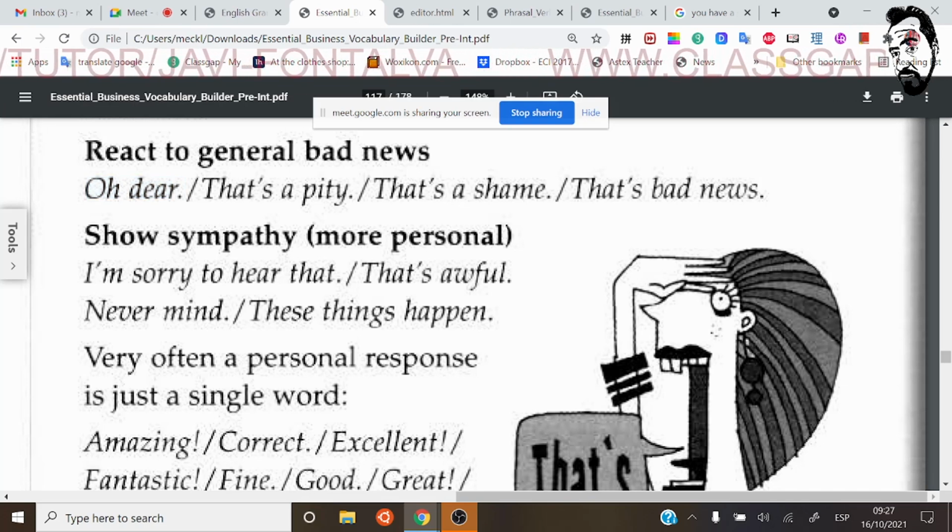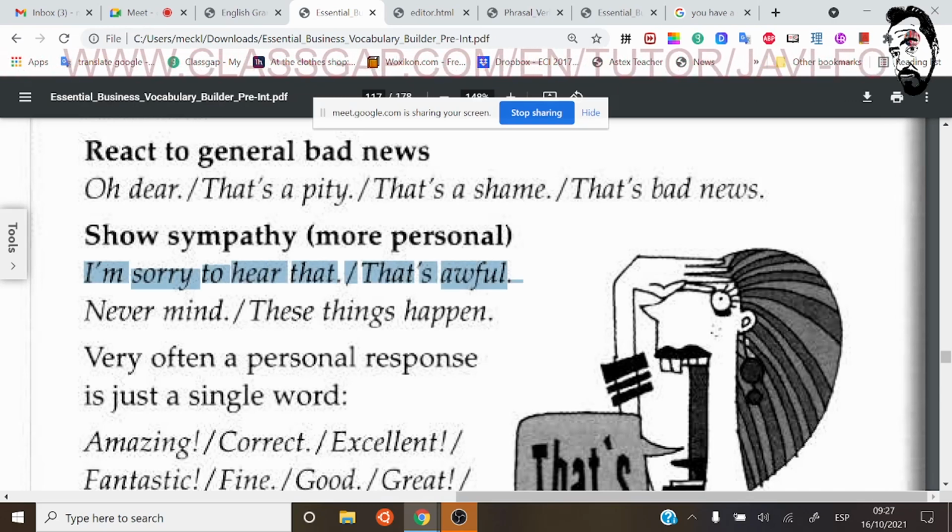So for example, I don't know, you have a bad day. Oh dear, I'm sorry, very tired. Y yo te diría, that's a pity. ¿No? Yeah, exactly. Okay, sometimes you want to show sympathy.